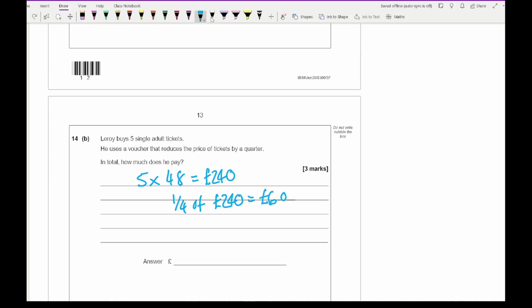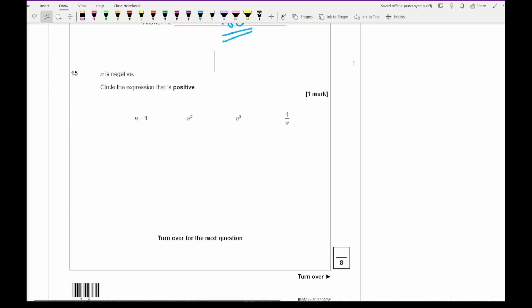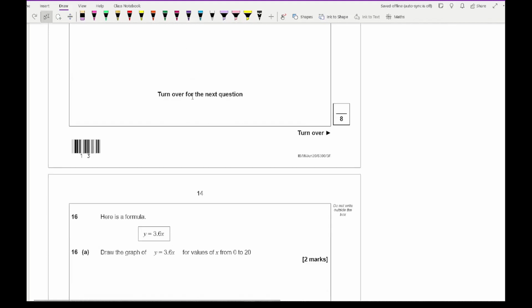Now a quarter of 240 is £60. So how much does he pay? So he pays 240 minus 60, which is £180. For question 15, it says n is negative. Circle the expression that is positive. Well, that's going to be this answer here, n squared, because a negative times a negative gives you a positive answer.